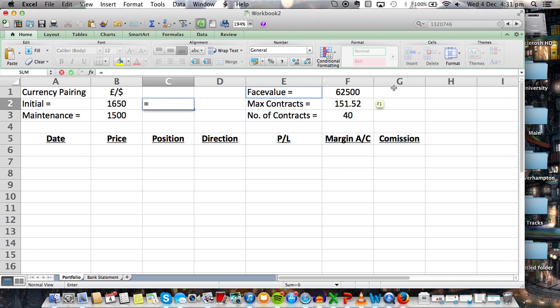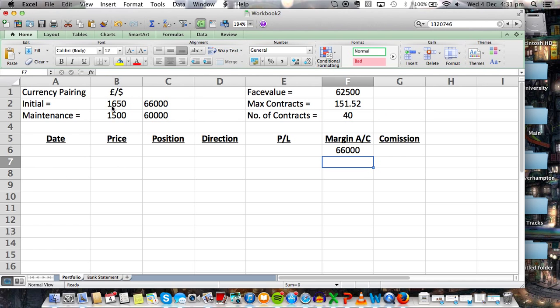So in which case we can now work out our initial margin, which is this. We can now work out our maintenance margin, which is this. Okay, so those values don't actually change. Straight away, you should know that your margin account is 40 multiplied by this. So in which case, you now know your margin account. So what's the date today? The date's the 4th of December.